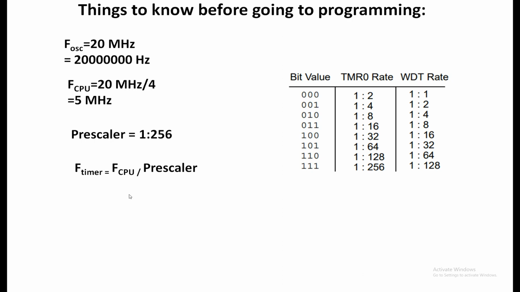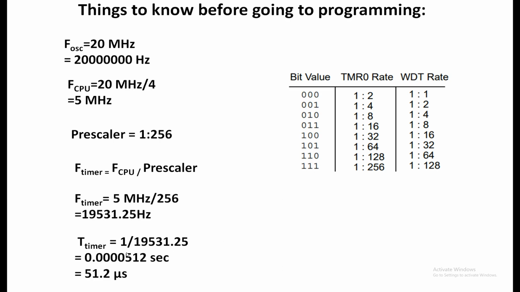Now guys, take a look here. F timer, that is the frequency of the timer, is the frequency of the CPU divided by the prescaler. So whatever prescaler you select, you will write here like this, and the frequency of the CPU is 5 megahertz and the prescaler we selected is 256. See, so the frequency becomes 19531.25 hertz like this.